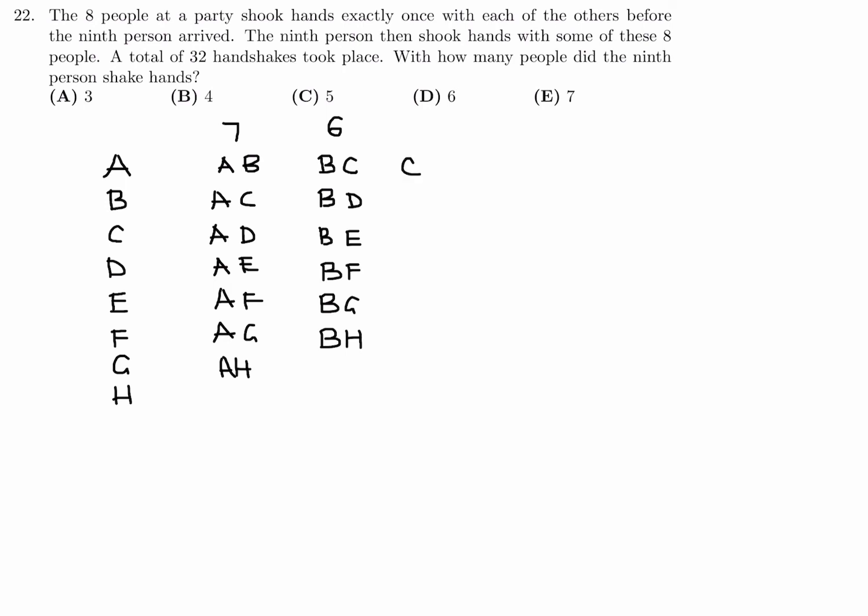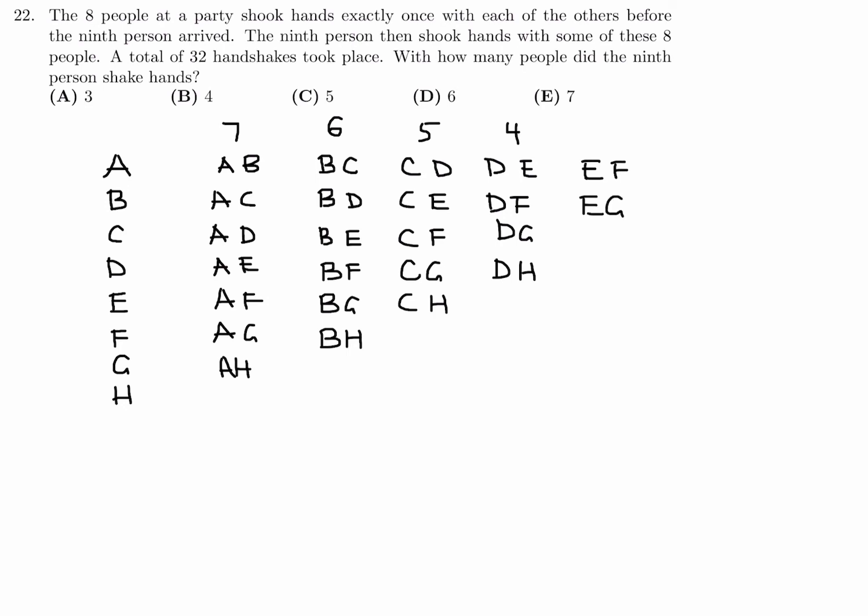In a very similar way, move on to C. C already shook hands with A and B, so we don't need to worry about that, but we need to look at CD, CE, CF, CG, and CH, the new ones, right? So that's 5 more handshakes. And you get the hang of this, right? For D, same thing, DF, DG, DH. That's 4. Keep going here. E, EF, EG, EH. That's 3. F is G, F is H. That's 2. And then finally, the very last one, G with H.